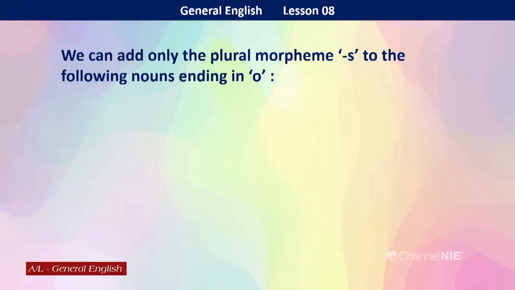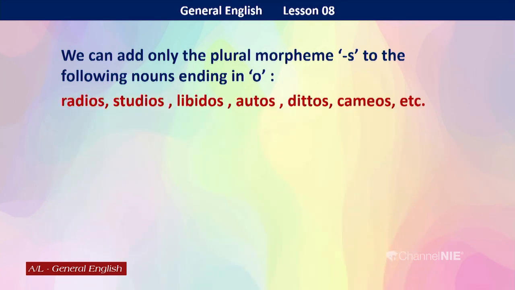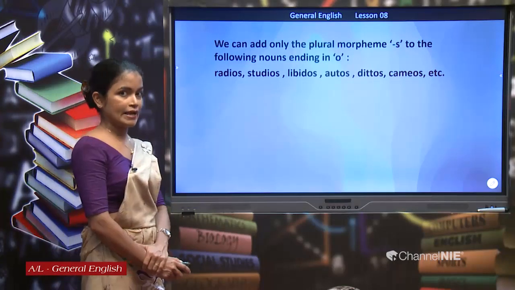We can add only the plural morpheme s to the following nouns ending in o. But there is a set of nouns which end with the letter o, and we can only add s to form the plural. What are they? Let us see some examples. Radio, the last letter is o. Although the last letter is o, we can't add es. We have to add only s to make the plural. Radio, radios. Studio, studios. Libido, libidos. Auto, autos. Ditto, dittos. Cameo, cameos. Like that, right? So, we can add only the plural morpheme s to these types of nouns ending with the letter o.